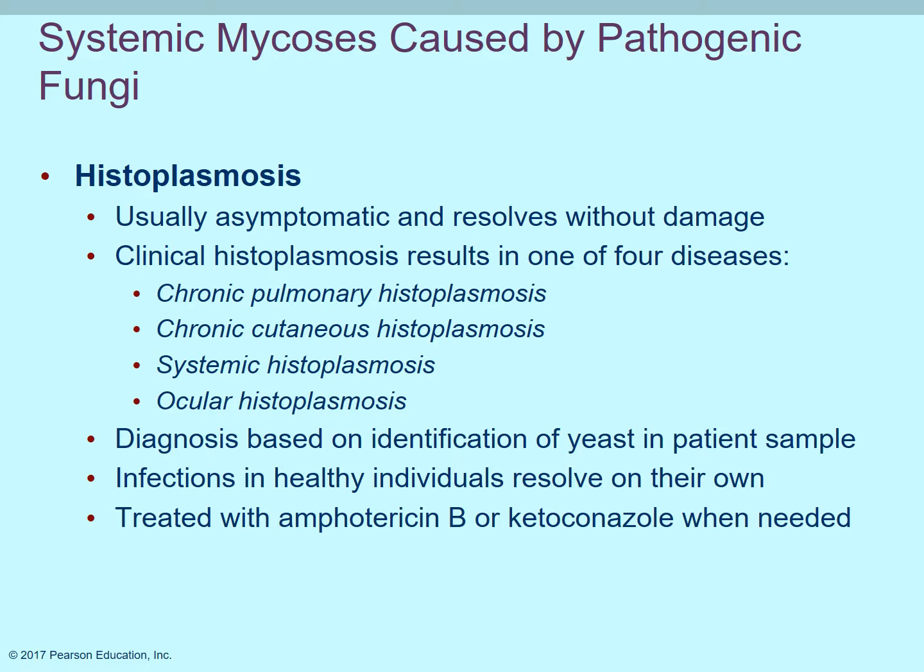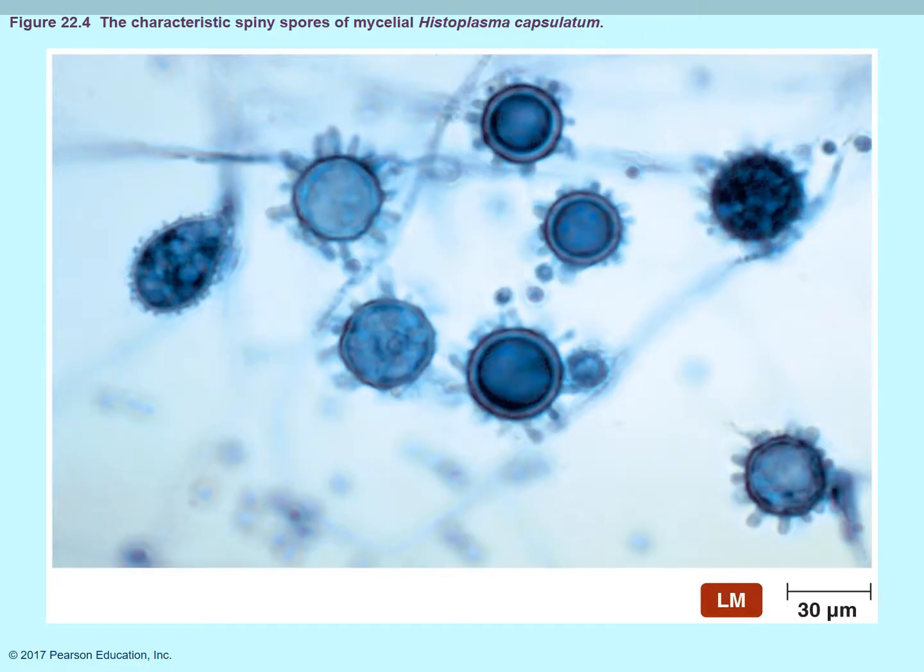For most healthy individuals, it's going to be asymptomatic and basically run its course and you'll be fine. There are a couple of diseases that can be caused, mainly in individuals who are somewhat immunocompromised. There are some drugs that can be used to treat if the infection is more severe. And this is what the spores look like.